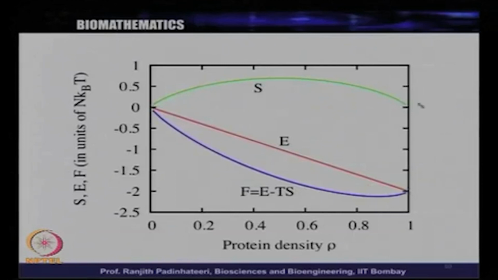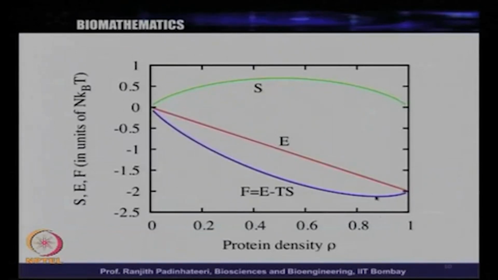On the other hand, entropy is maximum somewhere in the middle, roughly half of them. Entropy is a function which looks like this. Here is a small value, here is also a small value, and somewhere in the middle entropy is maximum. So, entropy wants rho equal to 0.5 or somewhere around this, while energy wants rho equal to 1. And so, entropy and energy compete, and the free energy will have a minimum somewhere in between. So, the minimum here is somewhere close to 0.9, somewhere here. This is the minimum of free energy.